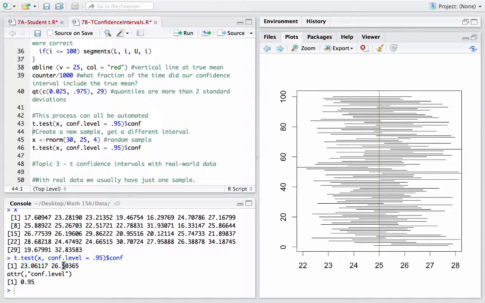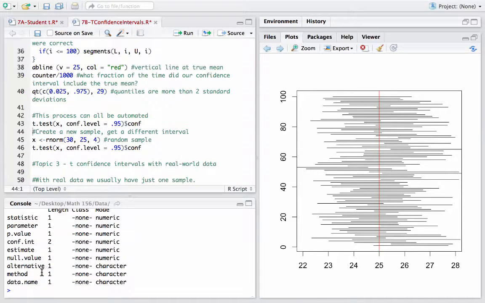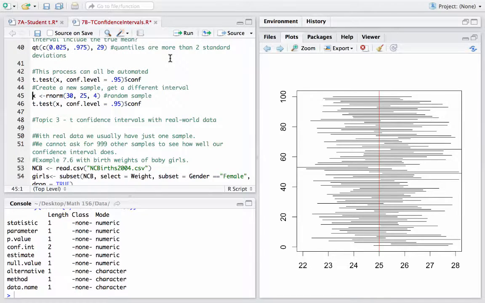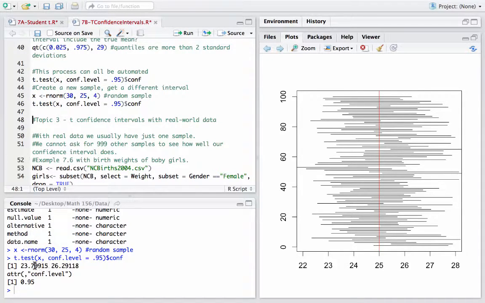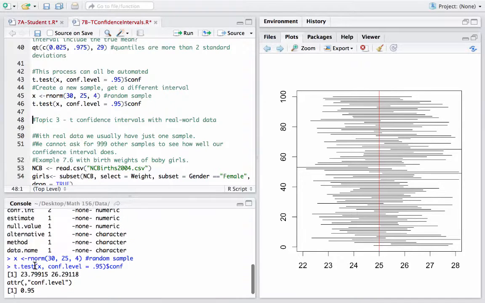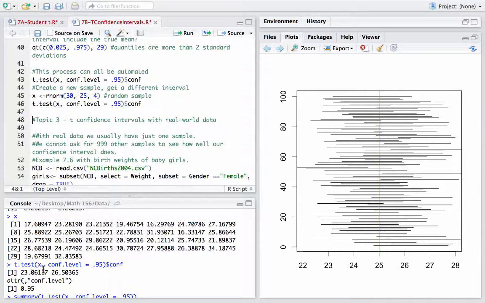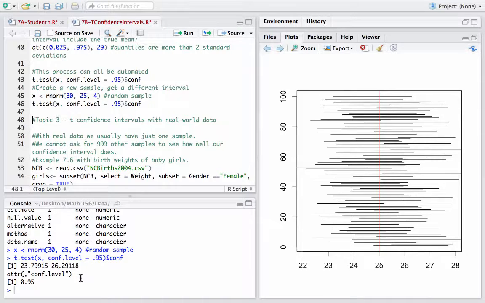As always, when you're running a test object, you can ask R for a summary, and it will tell you everything that it's computed. So you could replace this conf after the dollar sign with any of these variables, and it would return the relevant information. So if we get a new sample and run the t-test again, we get a slightly different interval, 23.79 and 26.29, instead of 23.06 and 26. But this time, once again, we've captured the true mu.